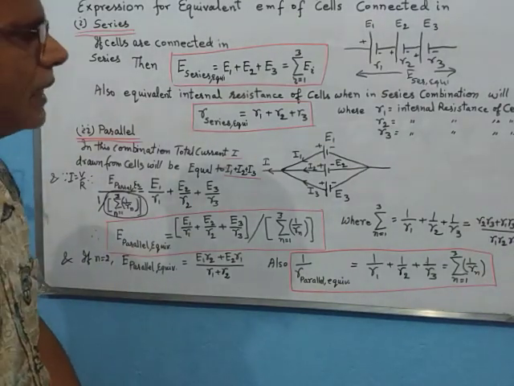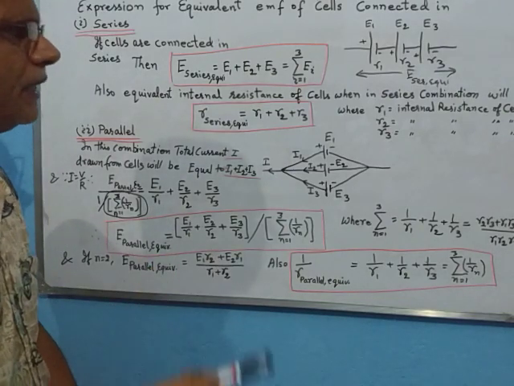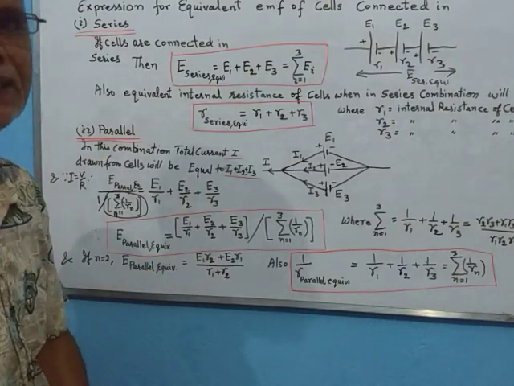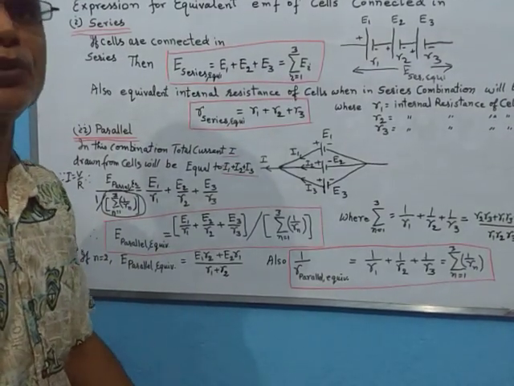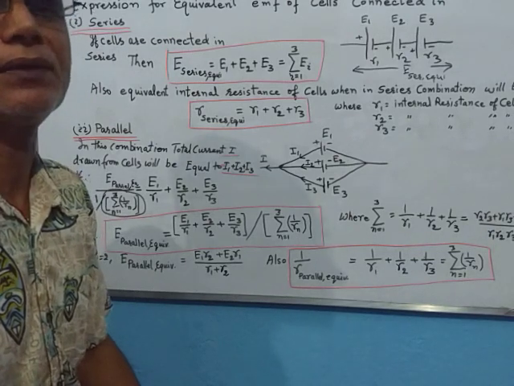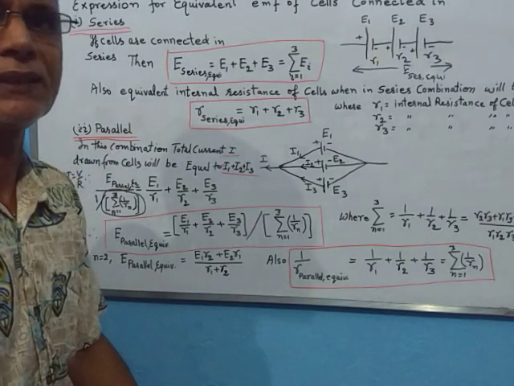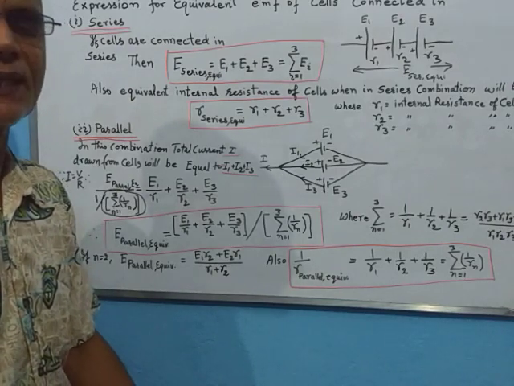So I believe that you have understood it. Sometimes we need to have cells in series and parallel combination, and therefore we also need to know what should be the equivalent EMF of the cells of that combination, and what should be the internal resistance of the cells for that combination.